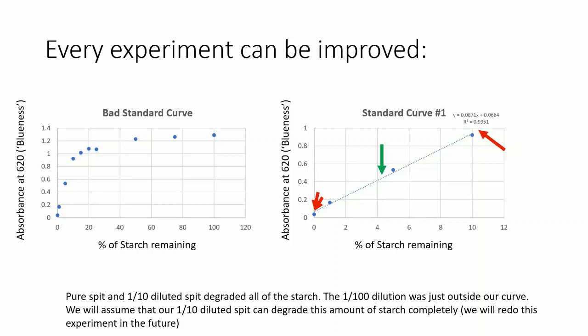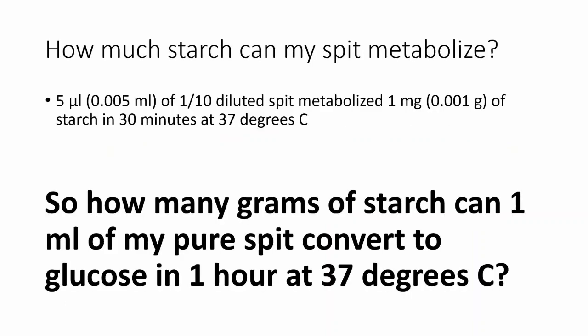I will repeat this assay and try to have my spit fall within the standard curve. But for right now, just know that a 1 to 10 dilution of my spit degraded 100% of the starch in the solution. Which leads me to the question, how much starch can my spit metabolize? 5 microliters, or 0.005 milliliters, of my 1/10 diluted spit metabolized 1 milligram, or 0.001 grams, of starch in 30 minutes at 37 degrees C.